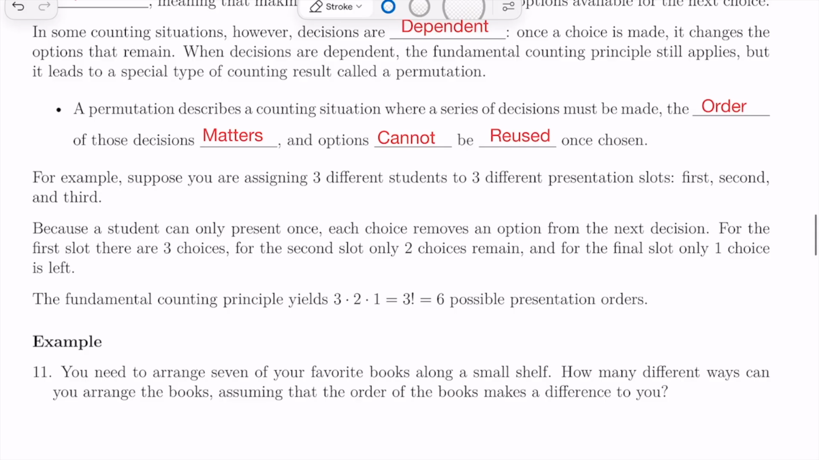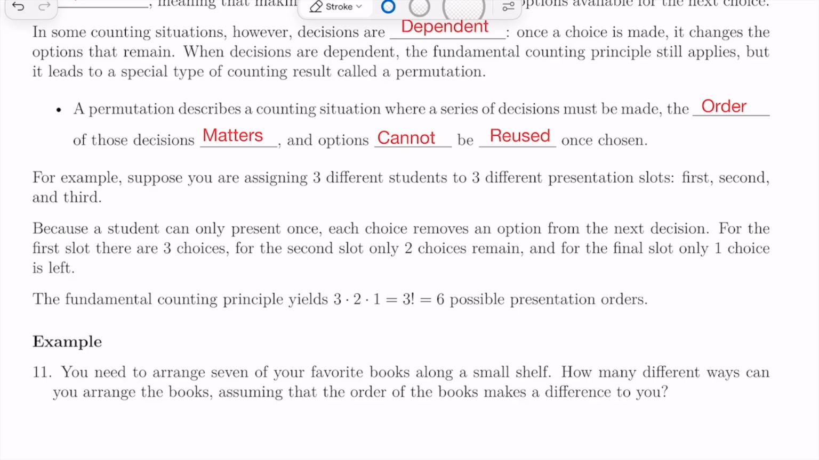For example, if you're assigning 3 different students to 3 different time slots, first, second, and third, well, because a student can only present once, each choice removes an option for the next decision. For the first slot, there's 3 choices, and then 2, and then 1. So there's a total of 6 possible presentation orders, right?